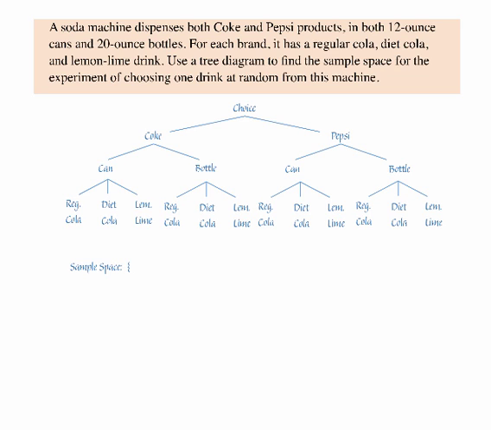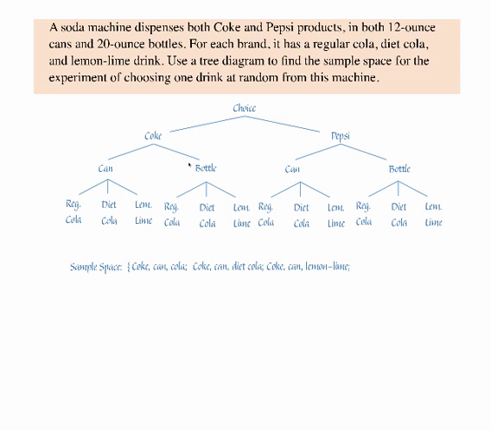And notice that if we start looking at our choice and we follow it down this first leftmost branch every time, Coke, can, regular cola, well, there's our first choice. If we have Coke and can, it could also be diet cola, that's a second choice. If we have Coke, can, it could be lemon lime, that's a third. And we've taken care of this whole group of three branches at the end of the tree.